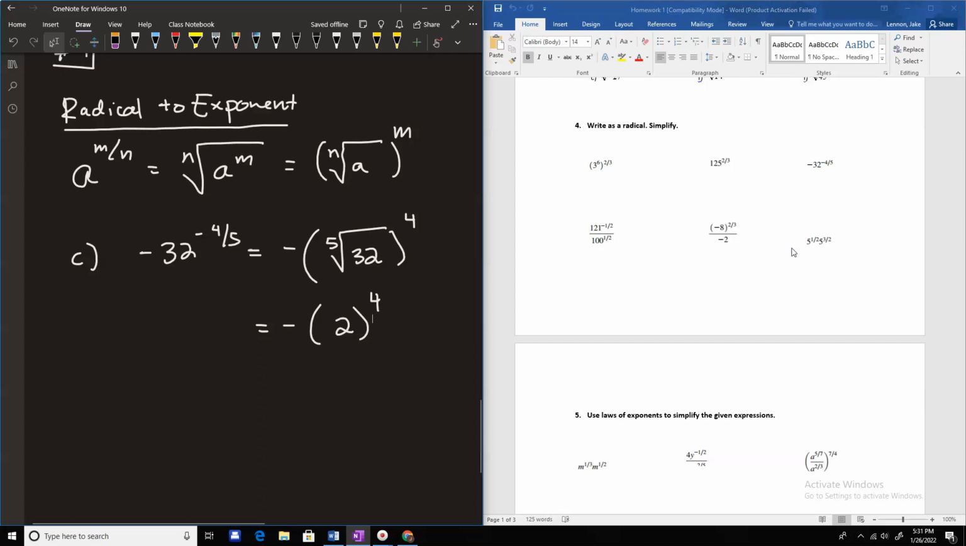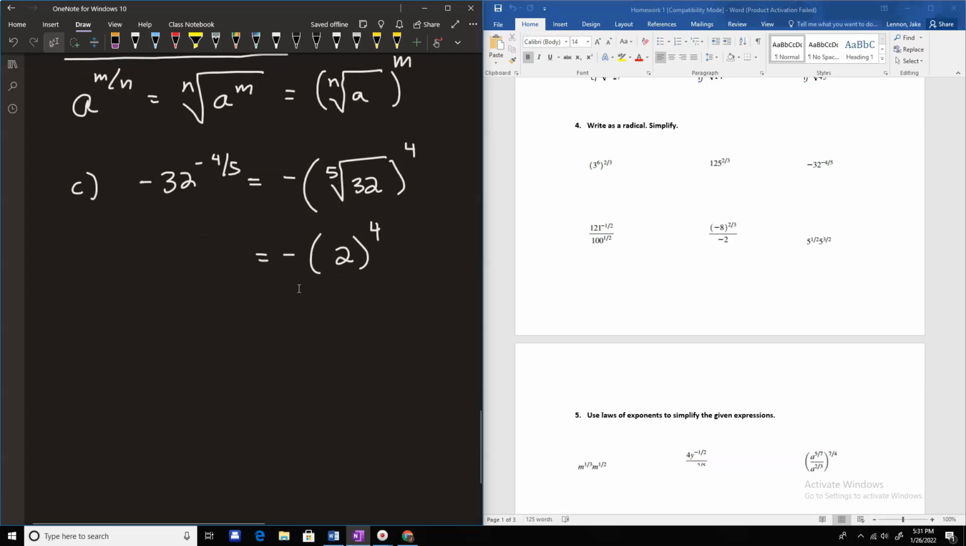This should actually probably be in the laws of exponents one. We don't really need to use radicals there. Okay, let's look at 2 more. So I want to look at D, and then I also want to look at that last one. I guess we'll call it F.